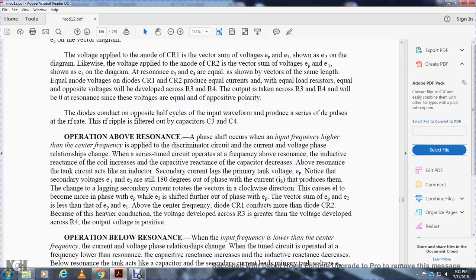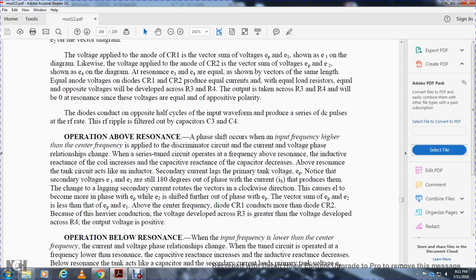Operation above resonance. When the input frequency is above the center frequency applied to the discriminator circuit, the phase relationship between the current and the voltage changes, as in a series tuned circuit operated above its resonant frequency: the inductive reactance of the coil increases and the capacitive reactance of the capacitor decreases. Above resonance, the tank circuit acts like an inductor, and the secondary current lags the primary tank voltage. Voltage 1 and voltage 2 are still 180 degrees out of phase with the current, and the lagging secondary current rotates the vectors in a clockwise direction.